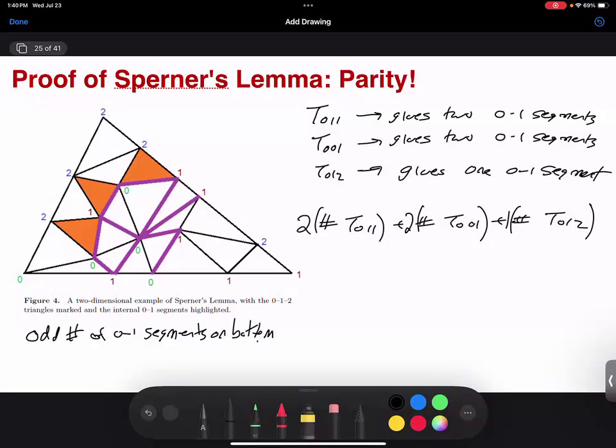And if I look at this, how many 0-1 segments does this triangle have? It has 2. How many segments does this one have? It has 2. How many does that one have? That has 1. So this is the hardest part of the proof, is to figure out what we have just counted. It's like the triangles and the segments that belong to the triangle. So it's the number of pairs of triangles and segments. Okay, so the segment belongs to the triangle.